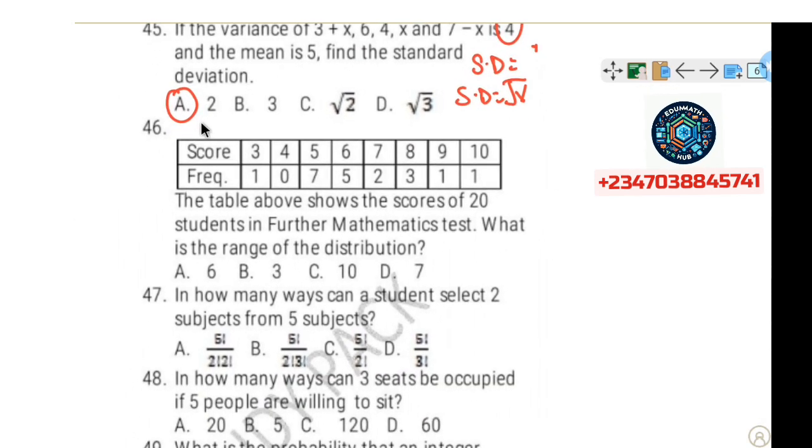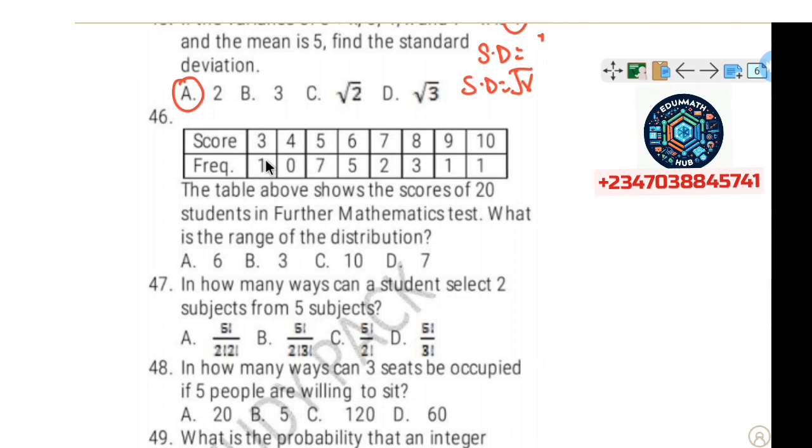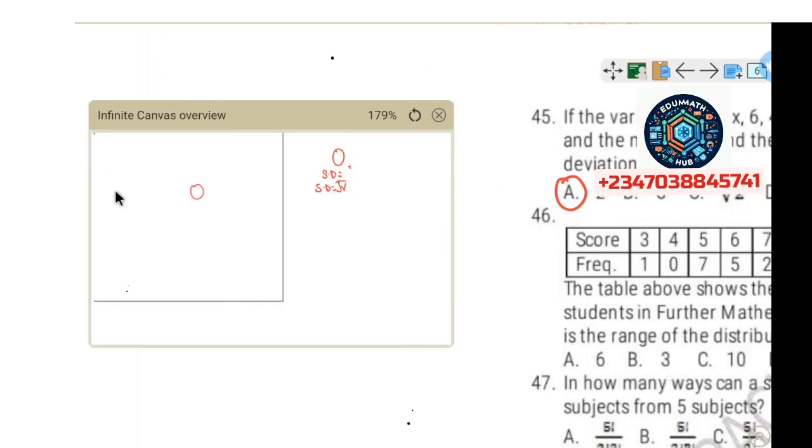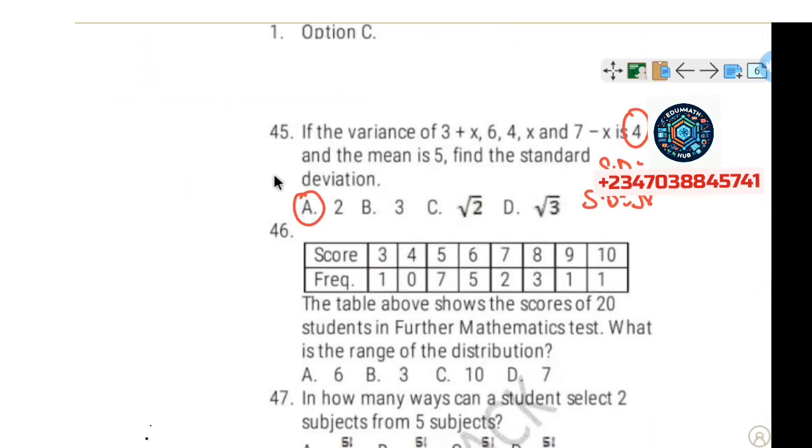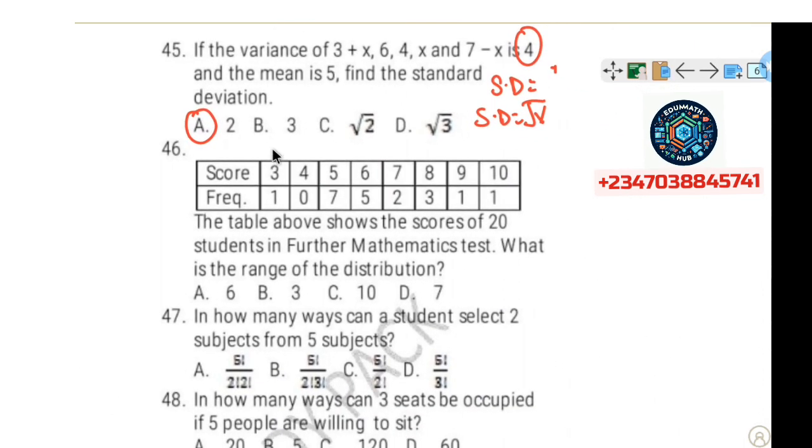So for the next question, the table below shows the scores of 20 students in further maths. What is the range of the distribution? So you're looking for the range in this case. Don't forget that. Question 46: the table shows the scores of 20 students in the further mathematics test. What is the range of the distribution?